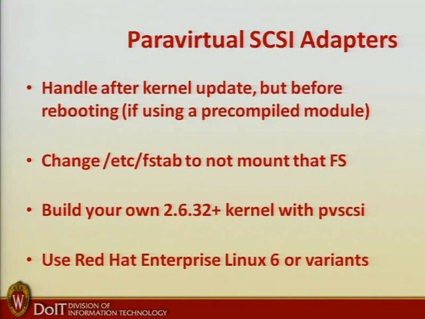2632 has got PVSCSI and VMXNet built into it, 2632 and higher, and that'll play into some of what Red Hat is doing. Red Hat is shipping Red Hat Enterprise Linux 6. Beta 2 is out, and as of Beta 2 they have PVSCSI as well. They've had VMXNet in all the betas. That will fix the fact that you can't use PVSCSI for your root file systems. So that's really good work. It's nice to see Red Hat helping us along.